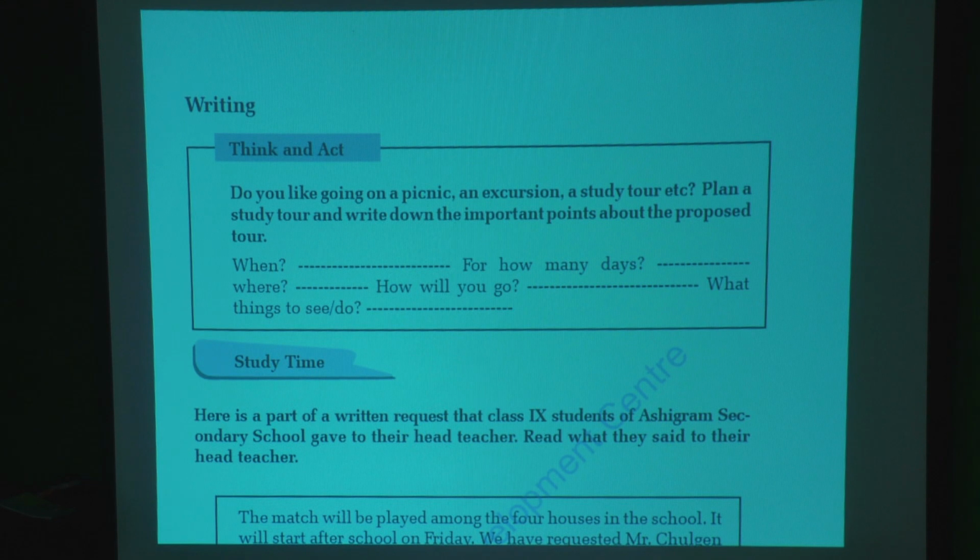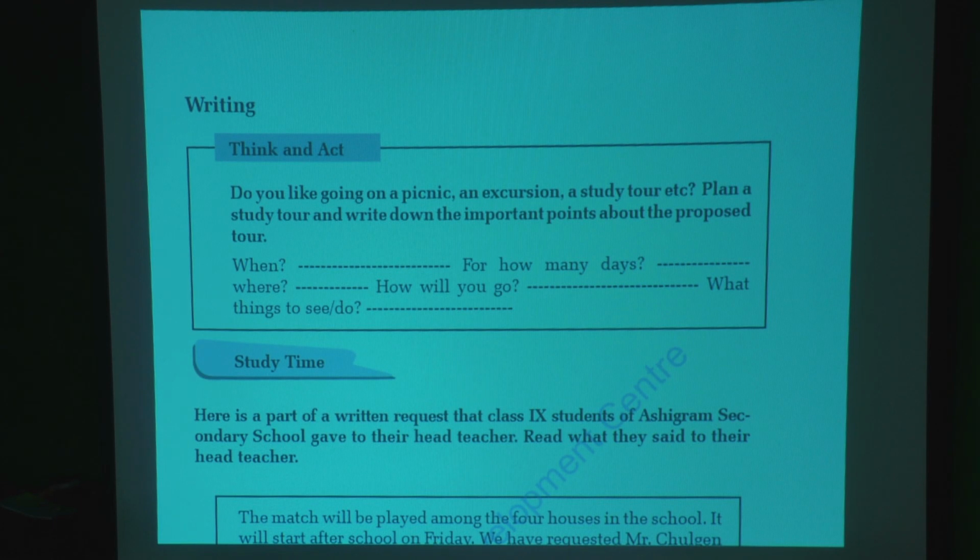Now just think for a while, when would you like to go? Of course, if there is a long vacation, then we think of or plan some kind of tour or picnic, right? So maybe you have thought about some date. For how many days? If you are going for an excursion or a study tour, for how many days would you like to go? Okay, you will write there.